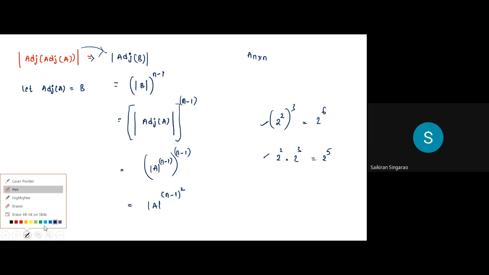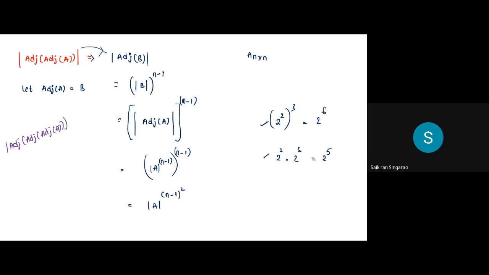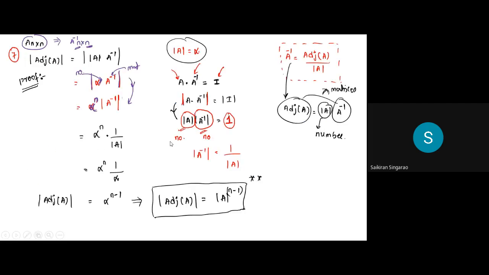So similarly, if I ask you, determinant of adjoint of A, can anyone tell me? Just take a wild guess. Determinant of A to the power n minus 1, whole cube. Very good. Right? So I hope you got this.